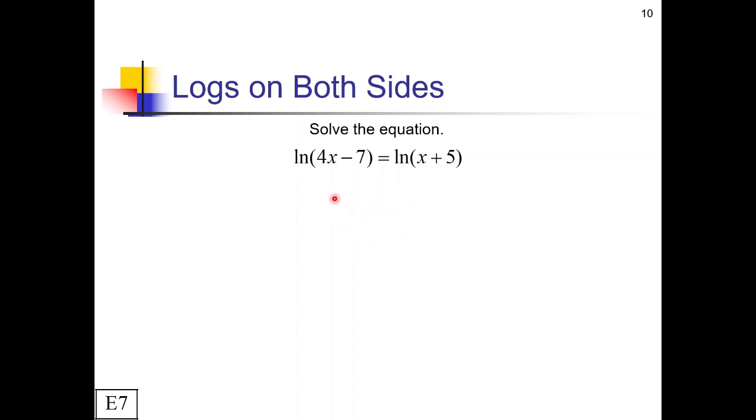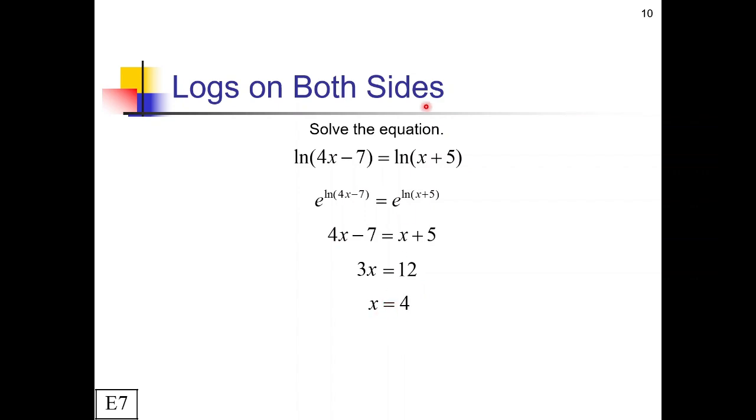Alright, so because we have base e, I'm going to raise e to both sides of this equation. The e and the ln are going to cancel each other out, so we end up with 4x minus 7 equals x plus 5. And then that's just going to be adding 7 to the other side. That's going to get us 12. Subtracting x to the left side gives us 3x. So we have 3x equals 12. And then dividing by 3, we have x equals 4.